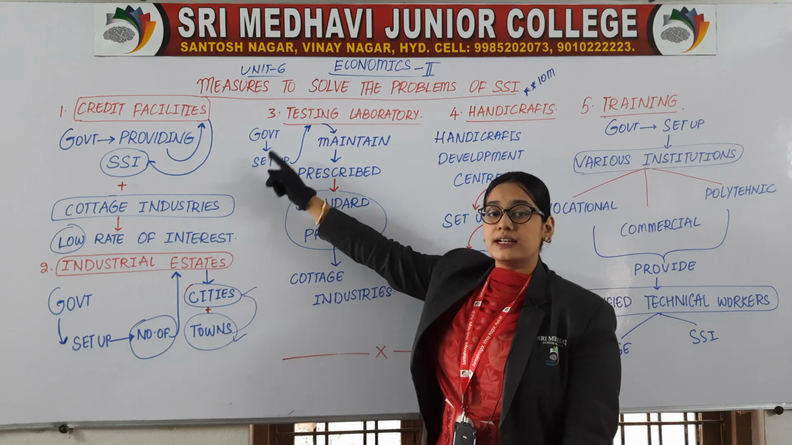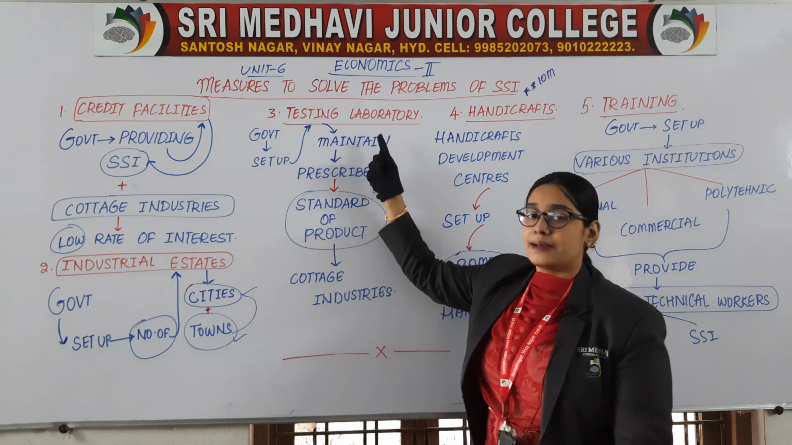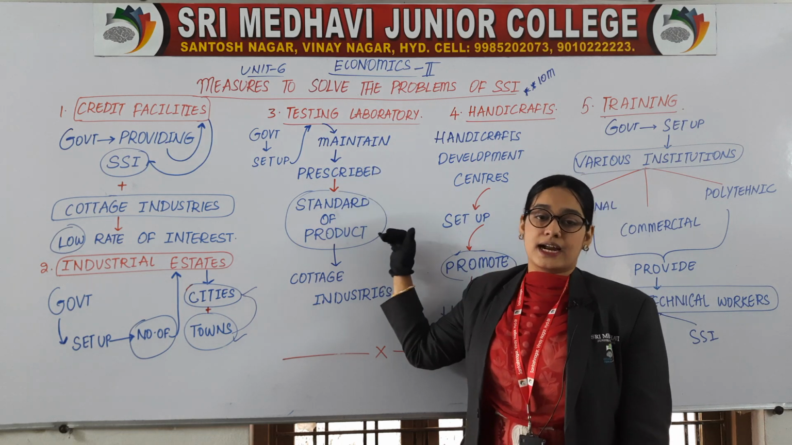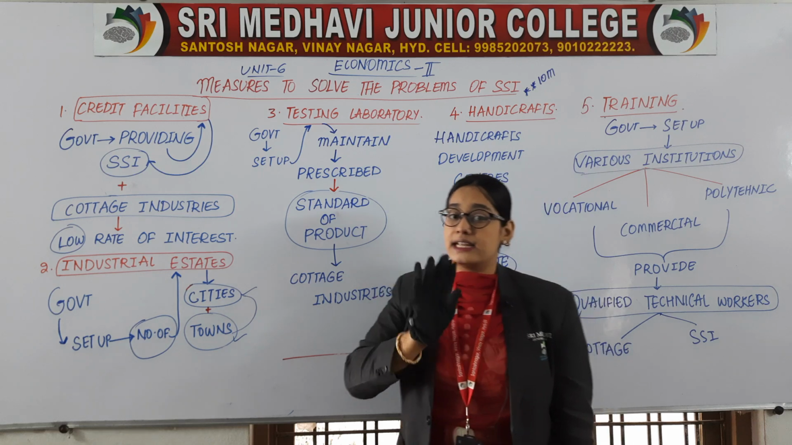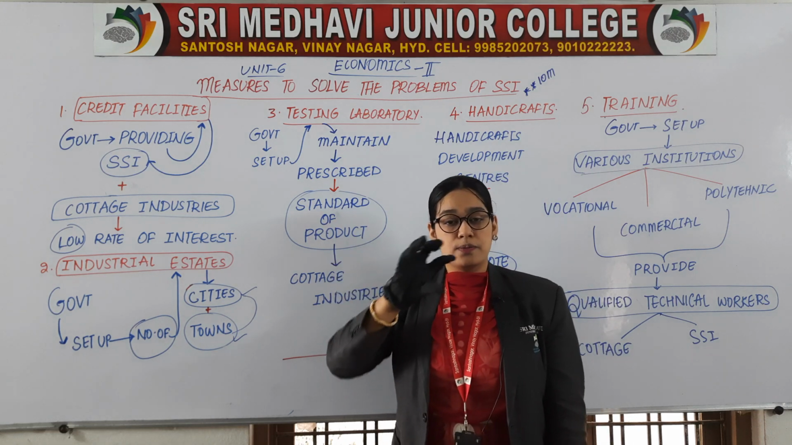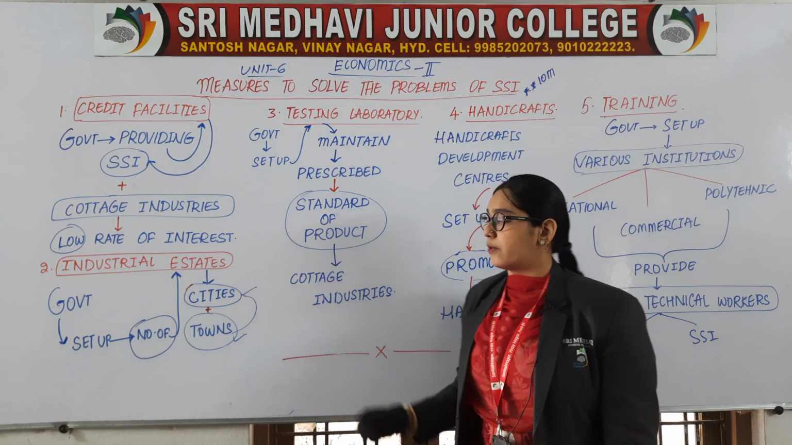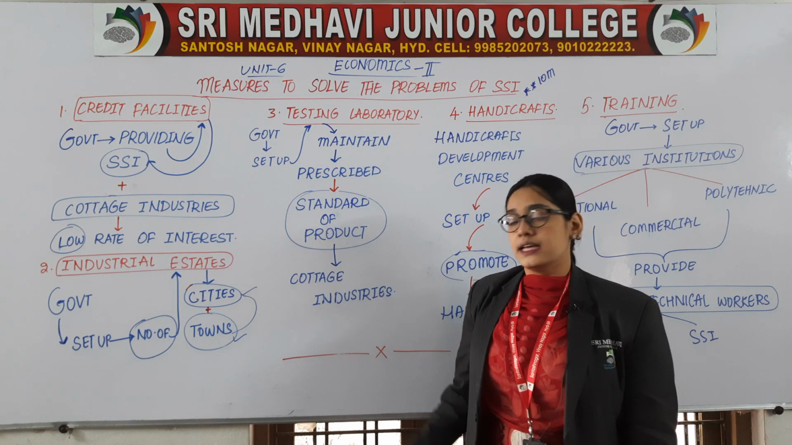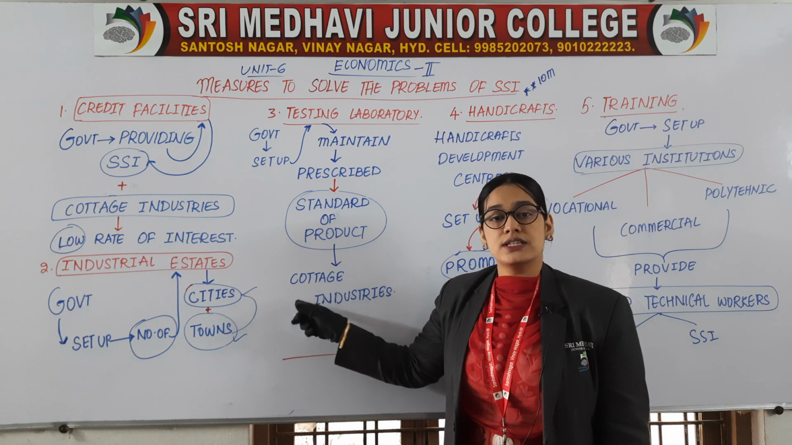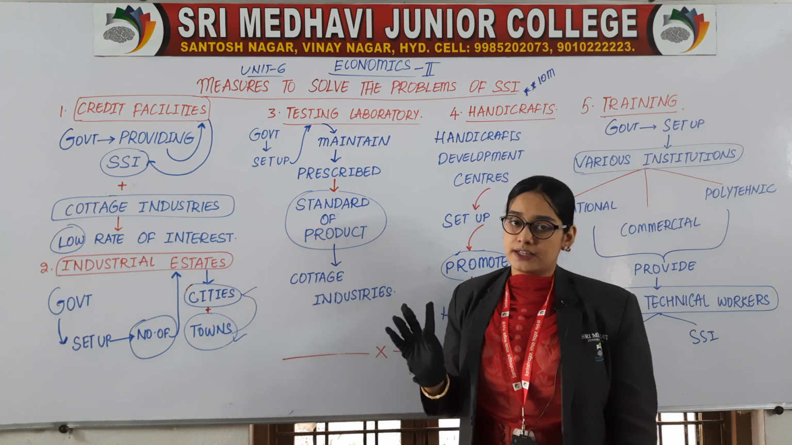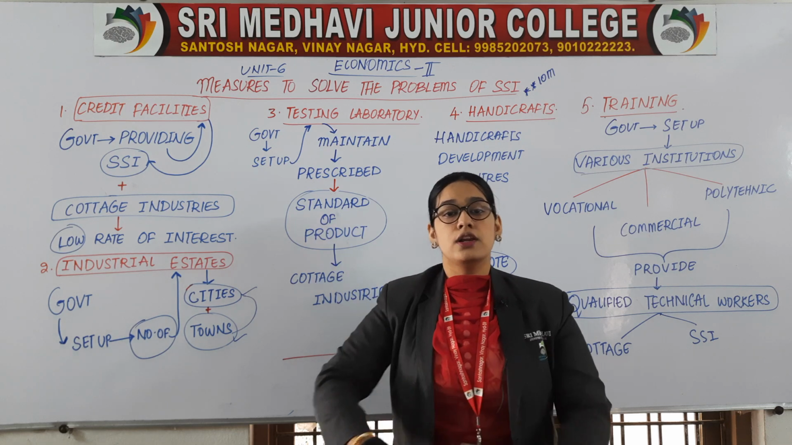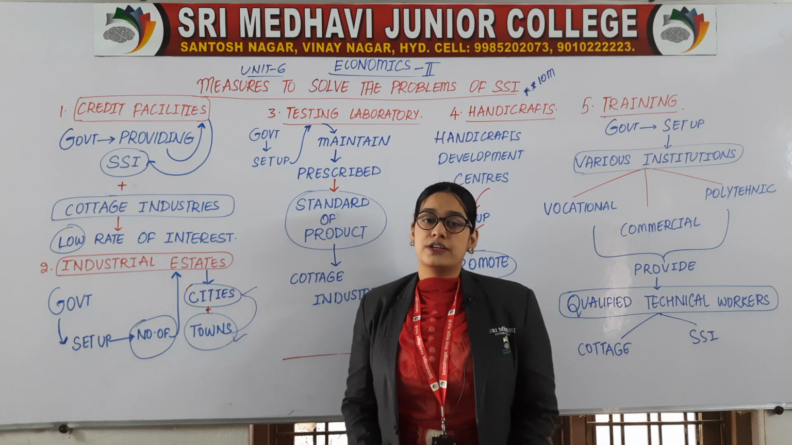What has the government done? It has set up testing laboratories in order to maintain the prescribed standard of product, good quality, not a cheap quality. In order to make the best quality of product, the government has started testing laboratories in order to develop the cottage industries.